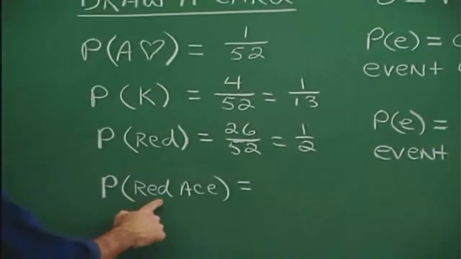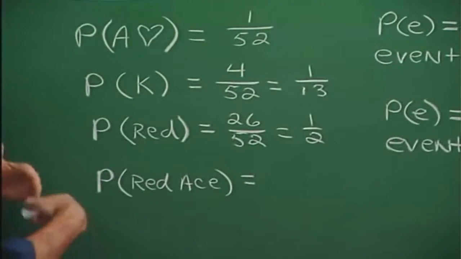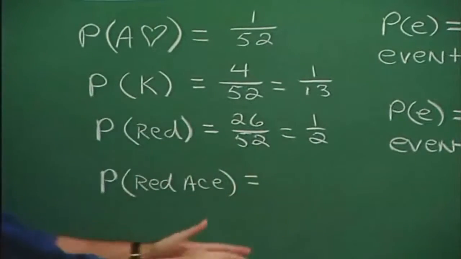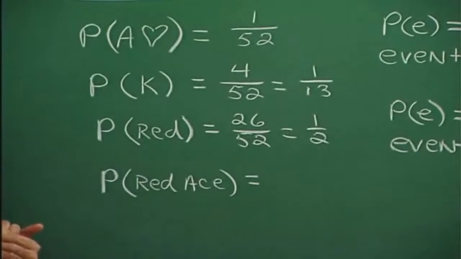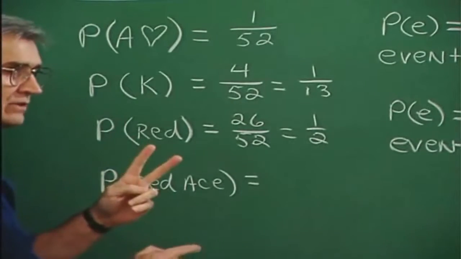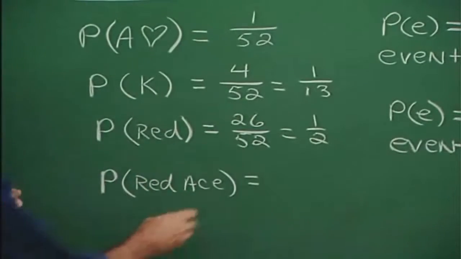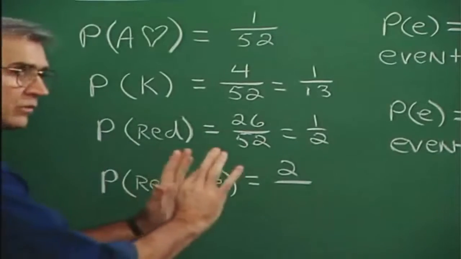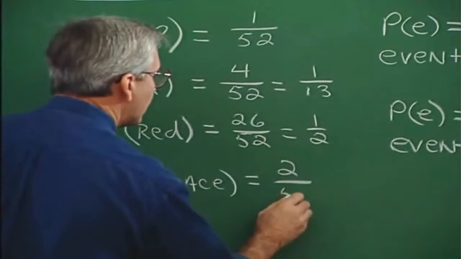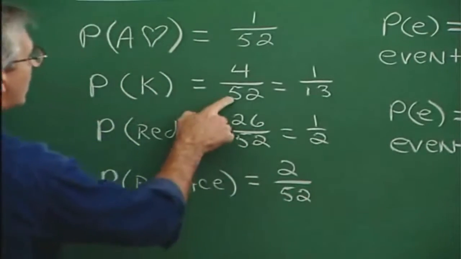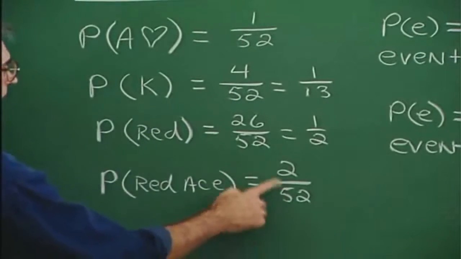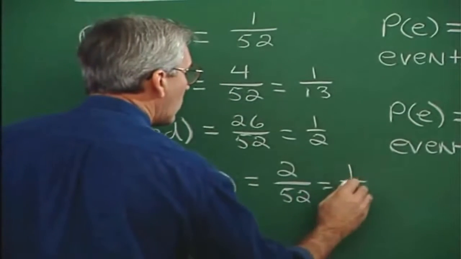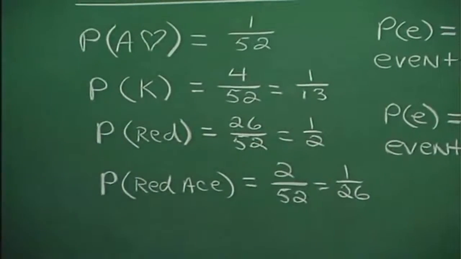The probability of a red ace. How many red aces are there? That's the first question, how many of these things are there, to get the favorable outcomes. Well, there are 2 red aces, the ace of hearts and the ace of diamonds. So favorable outcomes 2, possible outcomes, still we're talking about a whole deck of cards, 52. Notice that the possible outcomes in all of these was 52. 2 over 52, 1 over 26 if we're reducing.